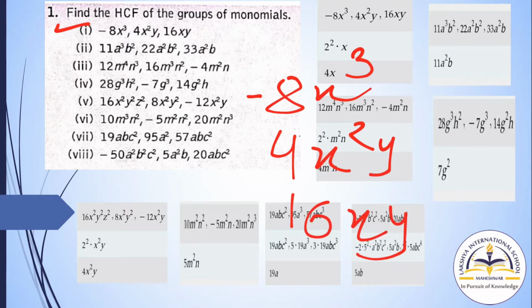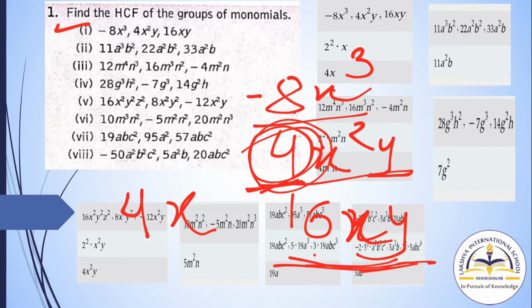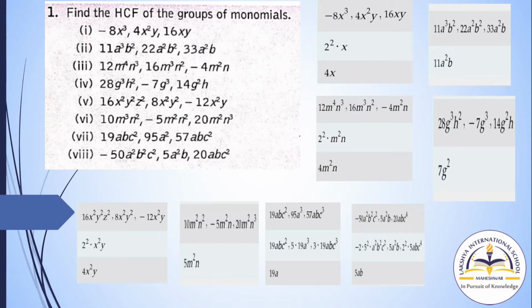Now you can see first we will check for y. You can see y is not in all the terms, so we will not take y. We will see which is common in all these three monomials. Now you can see here it is x, here x square, here x cube, means x is common for all three monomials. Now you can see 4 is also common in all these monomials. So the answer will be 4x. That will be the HCF of the group of monomials.